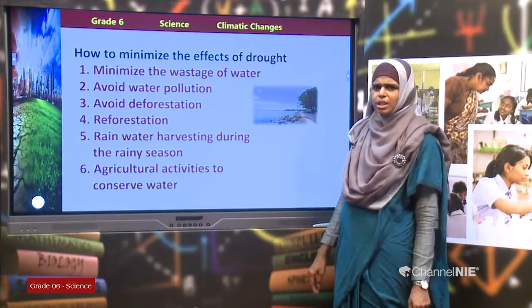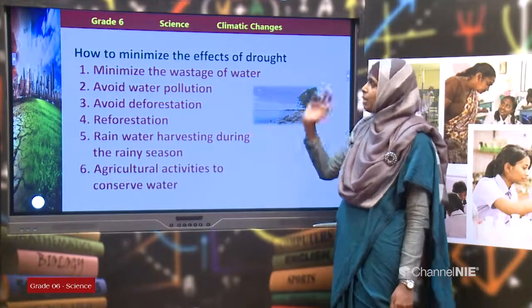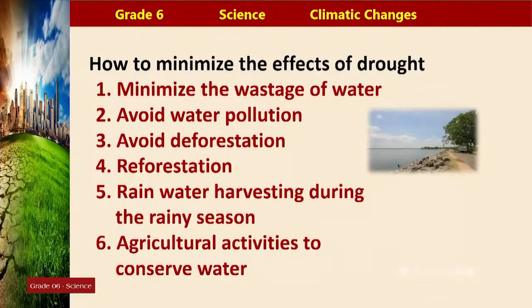As small children, we can do a lot. What can we do? Yes, children, minimize the wastage of water. Every day whenever you are having a bath, whenever you are having a body wash, you can reduce the amount of water. You have to have the wash, but not to waste the water. Minimize the wastage of water.